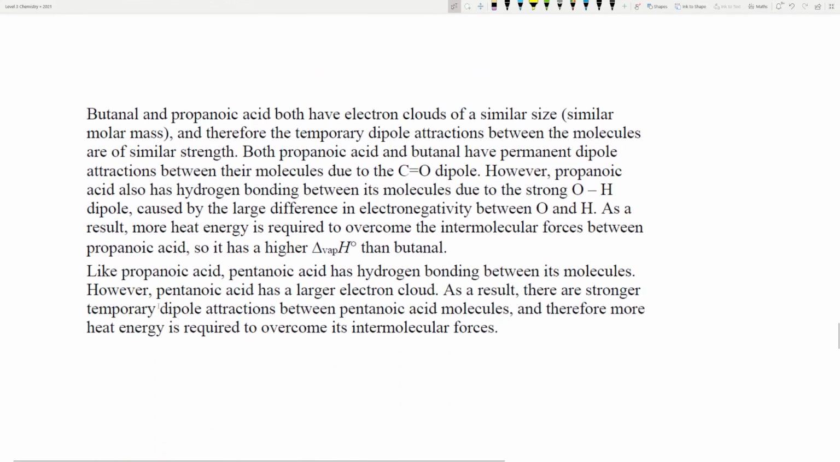As you can see, it's similar to the way I did it: similar size, so similar temporary dipole attraction. They both have permanent dipole, but the other one has hydrogen bonding, so more heat energy is required. For the other pair, they both have hydrogen bonding, but one is a lot bigger, so it has stronger temporary dipole attraction due to a larger molar mass. So this is a very, very typical question. All right, next one.